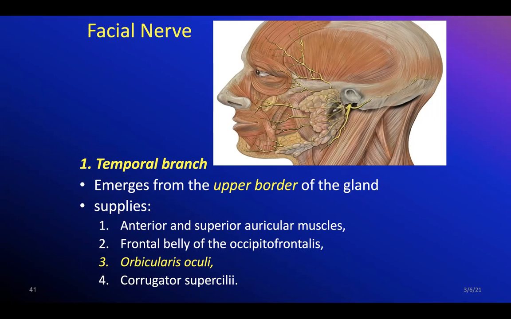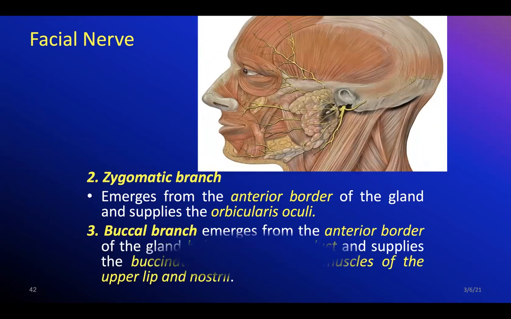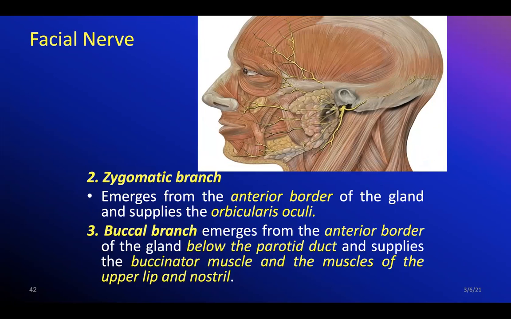So the temporal branch emerges from the upper border of the gland and supplies the anterior and superior auricular muscles, the frontal belly of the occipitofrontalis, the orbicularis oculi, and the corrugator supercilii. We have the zygomatic branch, which emerges from the anterior border of the gland and supplies the orbicularis oculi. The buccal branch emerges from the anterior border of the gland below the parotid duct and supplies the buccinator muscle and the muscles of the upper lip and nostril.